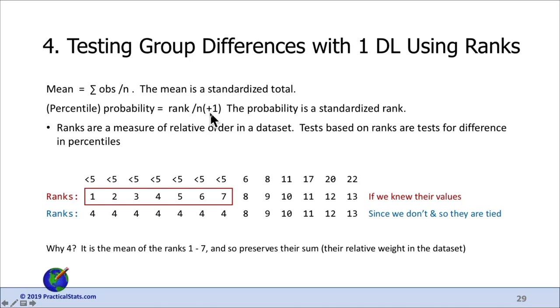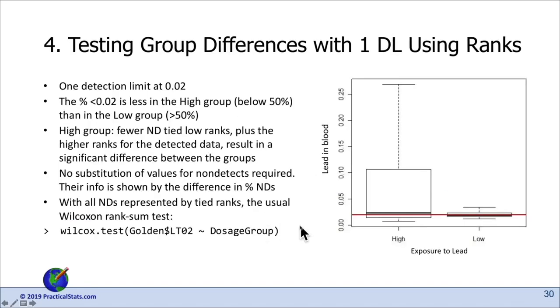The rank over n plus 1 is the probability to declare something as a percentile. So the median would be at the 50th percentile at a value of 0.5. It would be halfway through the data set, 1/2 of the distance between 1 and n plus 1. So ranks are a measure of the relative order in the data set. They are strongly related to percentiles. So the tests on ranks are basically tests on differences in percentiles. So they're tests on, do I see most of the low data, the data with the low percentiles, in one group and the data with high percentiles in the other group?